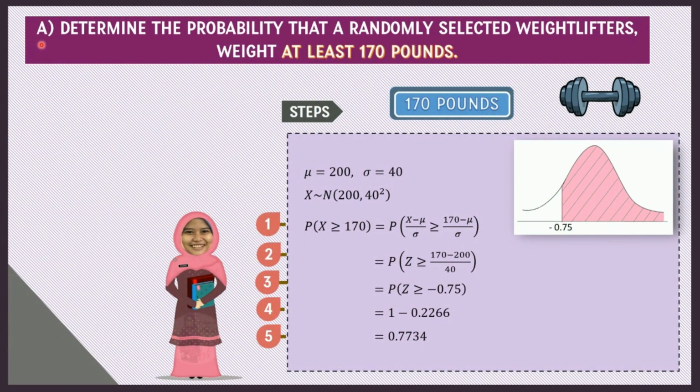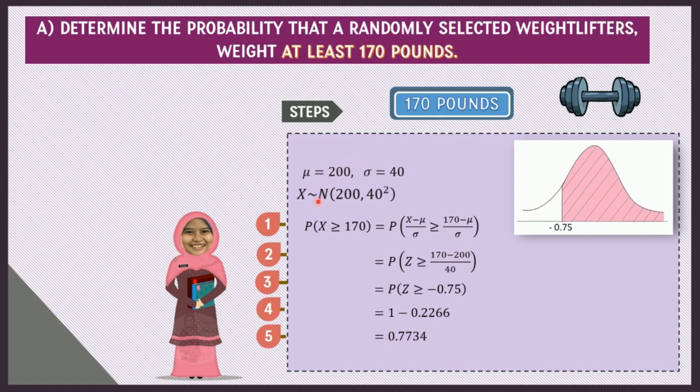So first, for 10A, determine the probability that a randomly selected variable weighs at least 170 pounds. Basically, this question asks us to calculate the probability of the selected variable's weight being 170 pounds and above. So here is how we can answer this question. First, we need to identify the mean and the standard deviation value, which we can get from the statement before.